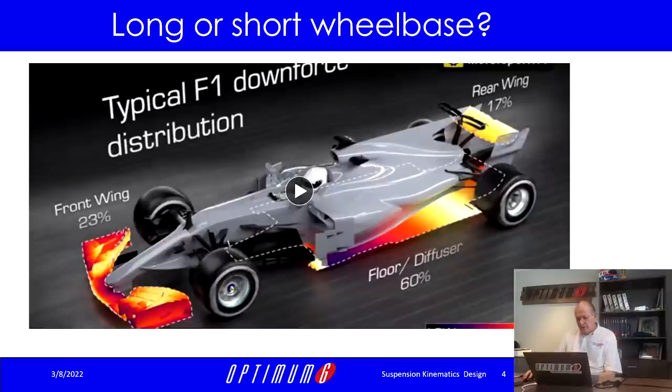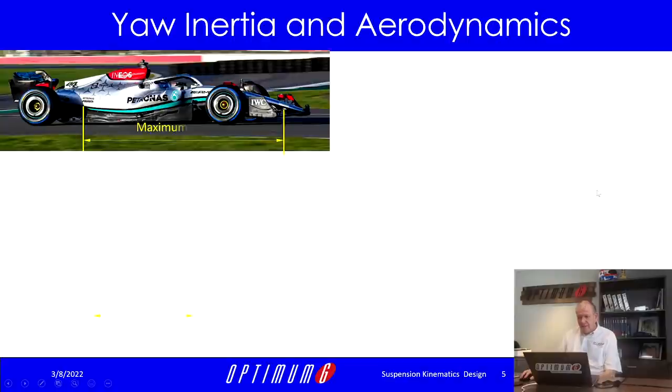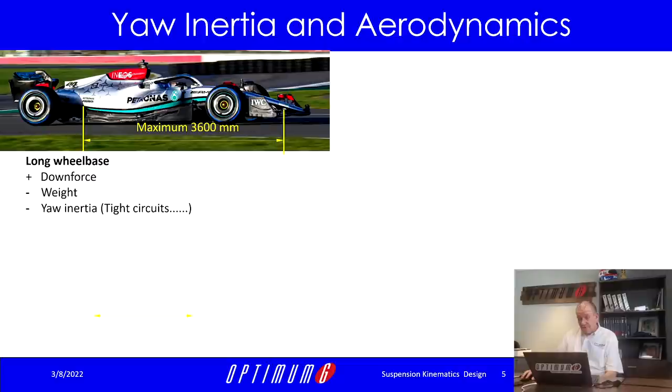When you speak about a Formula One, you need to know that the diffuser is doing 60% of the downforce and the front wing and the rear wing about 20%. Things are going to be even more for the diffuser this year. And in F1 and in IndyCar at Indianapolis, you have about 85% of the downforce coming from the underwing. So that's not negligible. So if you take a Formula One, the maximum wheelbase is 3600 millimeters, 3.6 meters. So the good news is that you have a maximum of the downforce created by the long underwing. The negative is that necessarily the weight and the yaw inertia, things about tight circuit.